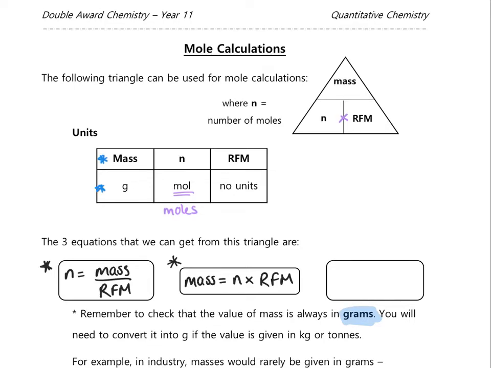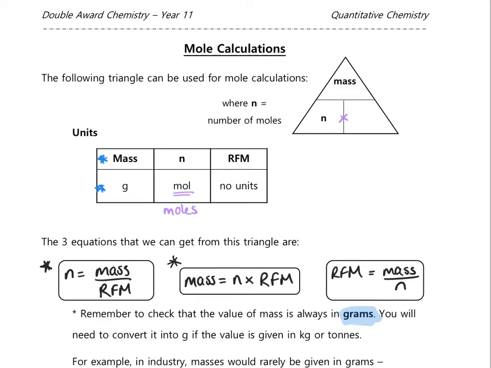And lastly, if we want to work out RFM from this equation, although it is very rare to be asked to do it this way, we need to cover it. And what are we left with? We're left with RFM is equal to mass over N. Mass divided by the number of moles. So it's not as common to be asked it this way. I think there's one of the questions that you'll do later that you'll be asked to do it this way.